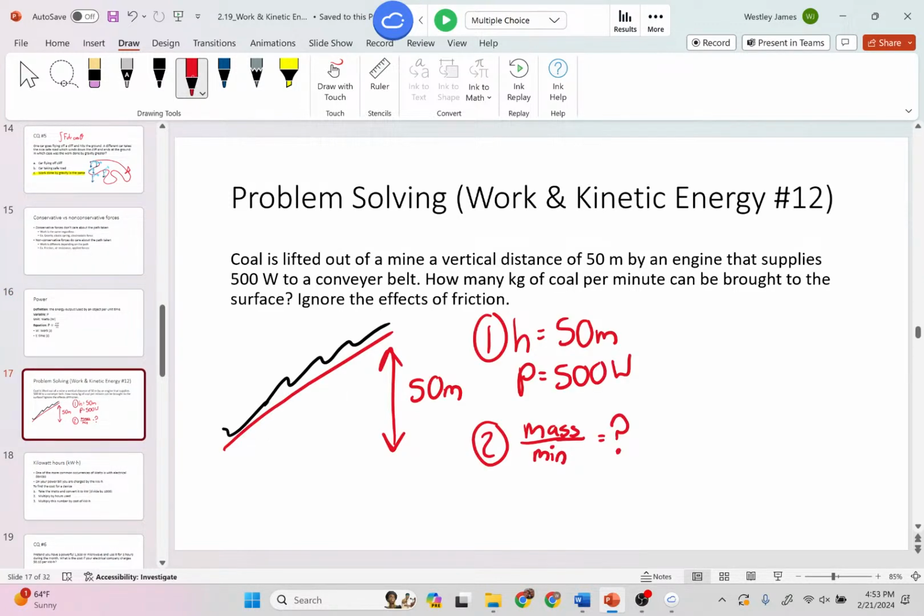Okay. So what do we do here? Well, we think to ourselves, what is the definition of power? Power is dW/dt, which, for a constant flow, is the change in work over the change in time. This is a good opportunity to show what I was just saying.